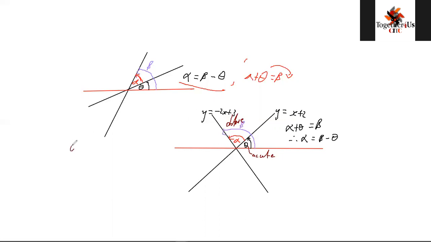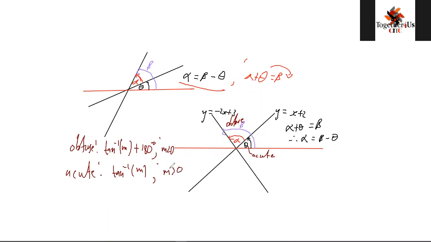I hope you remember that in an obtuse case, you're going to take arctan of the gradient and add 180. Remember, the gradient here is negative. In an acute case, you just take arctan of the gradient, and the gradient is positive. I hope you remember these important fundamentals. So now let's answer the question.